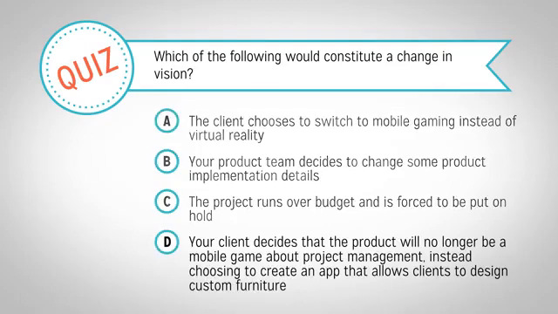The answer is D. When your client chooses to create a product with a completely different guiding principle, they are changing the vision. By choosing to make an app for designing furniture instead of a game about project management, the vision for the product has changed.